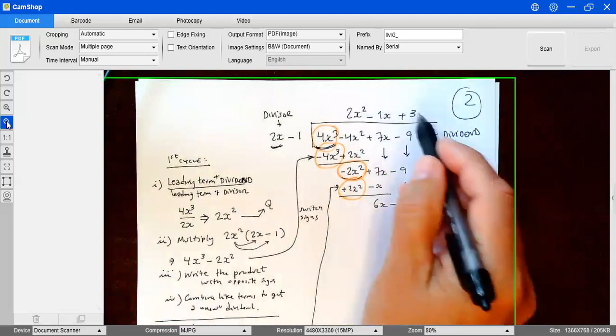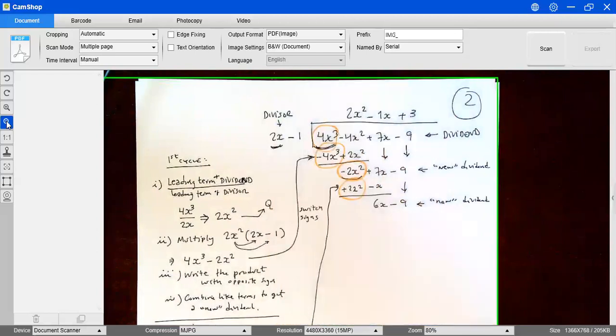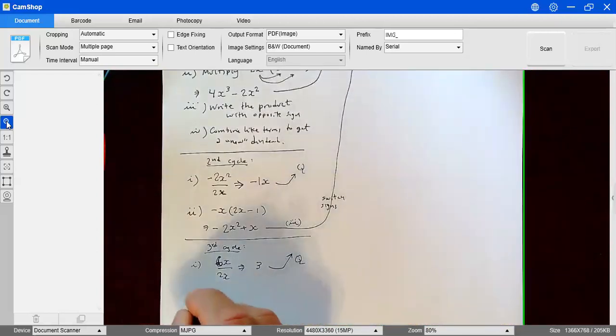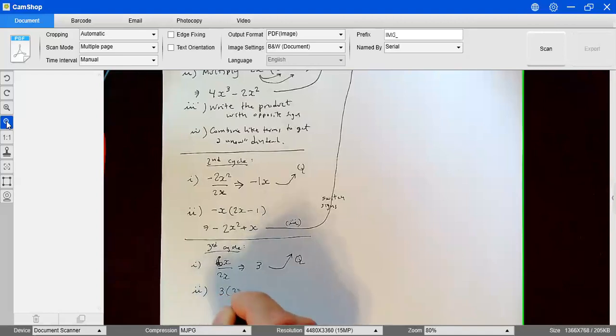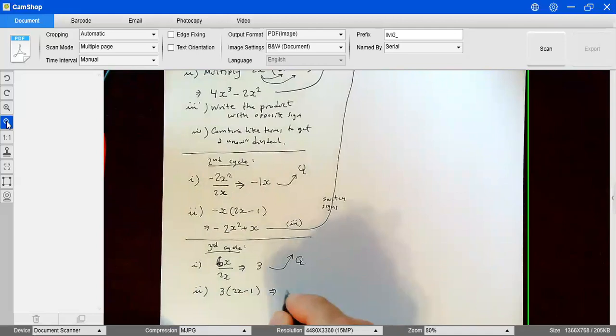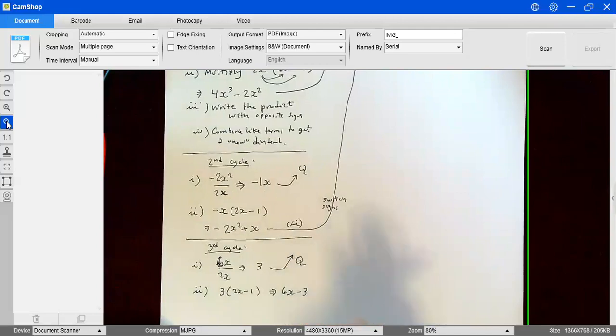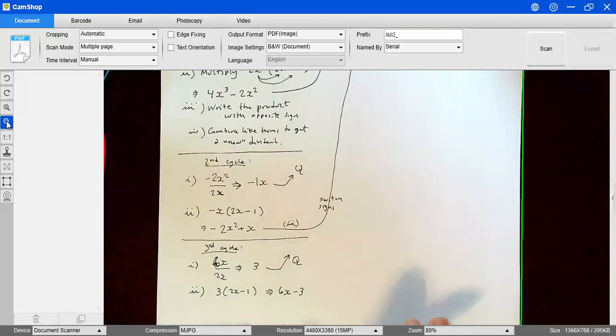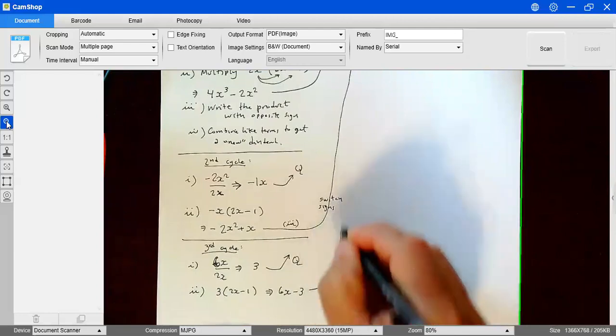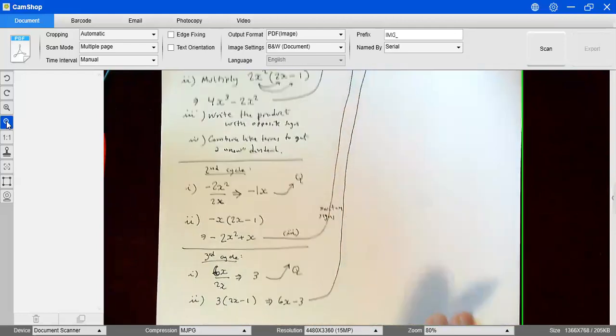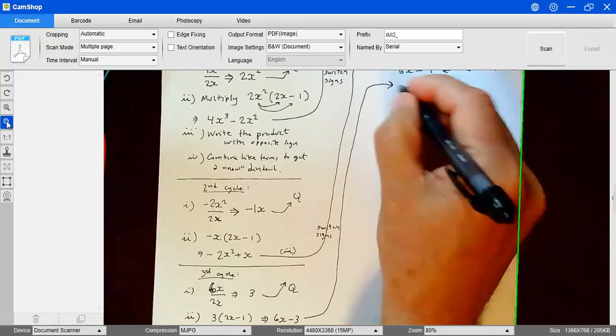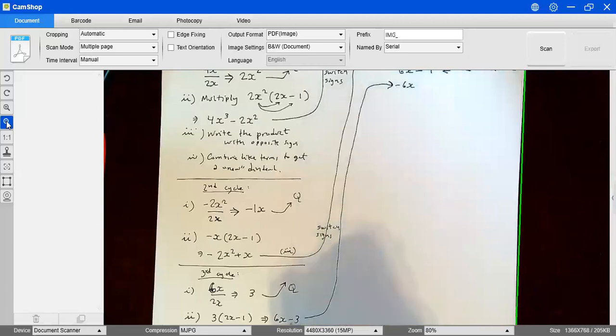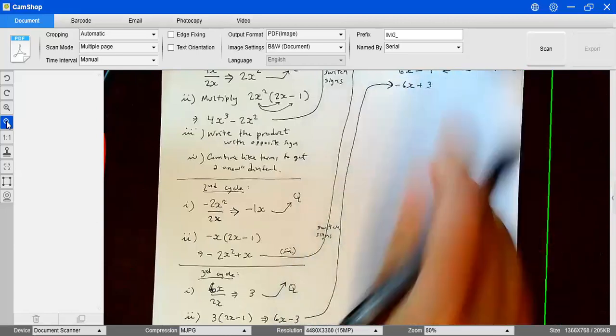So now I'm going to multiply this positive 3 and the entire divisor. That's my second step here. 3 times the entire divisor. So what is the answer of this? 3 times 2x is going to be 6x. 3 times negative 1 is negative 3. So we're going to write this here with opposite sign. So I'm going to write negative 6x, and negative 3 becomes positive 3.